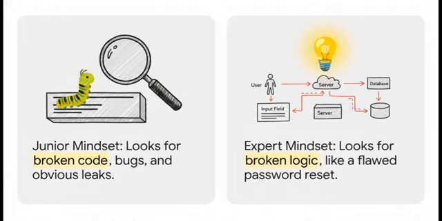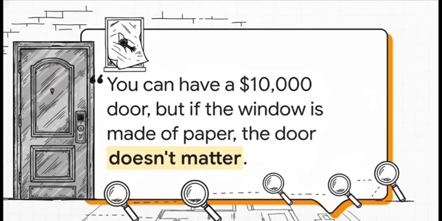Here's a perfect example. The code on a forgot password page might be totally flawless. But if that page confirms whether or not an email address exists in the database, well, the logic is broken. An attacker can use that feature to discover every single user of your service. This analogy just says it all. Security is a weakest link game. That fancy, expensive, high-tech door is absolutely useless if an attacker can just stroll through the paper-thin window right next to it. Experts don't just look at the door, they examine the entire building.